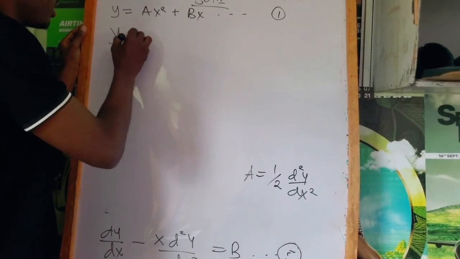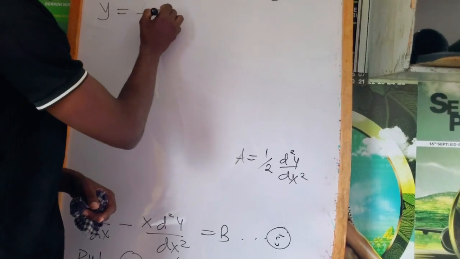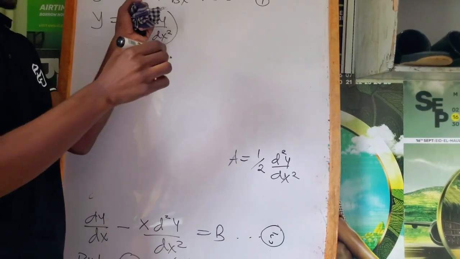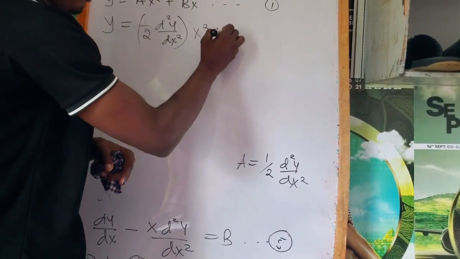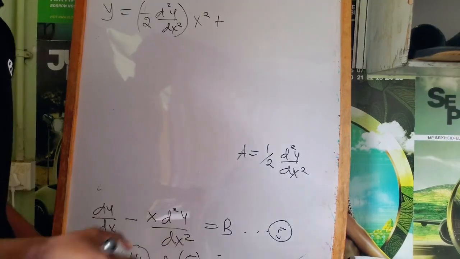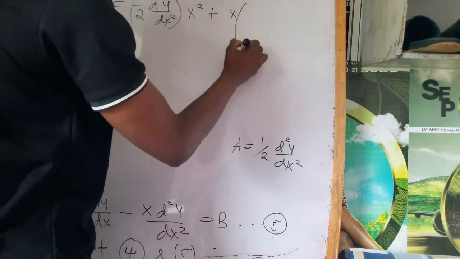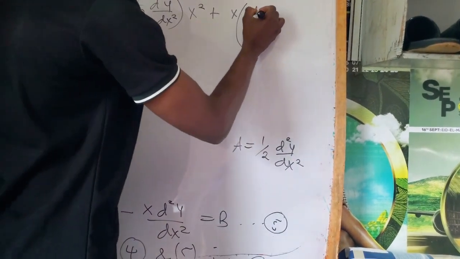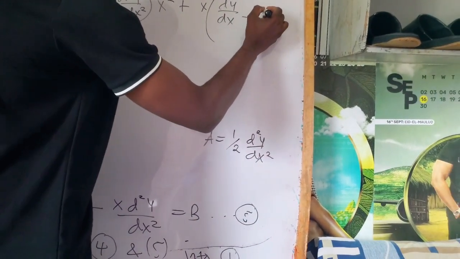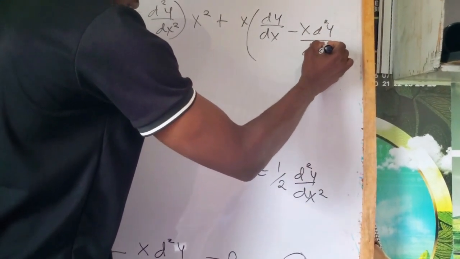So y is equal to a, but a is this, so this will be 1 over 2 d2y/dx squared multiplied by x squared, plus b. Now this is the value of b, dy/dx minus x d2y/dx squared goes to b. So we'll just use the value of b, it is multiplying x. So let us put x outside and put the value of b into the bracket. So this is dy/dx minus x d2y/dx squared.